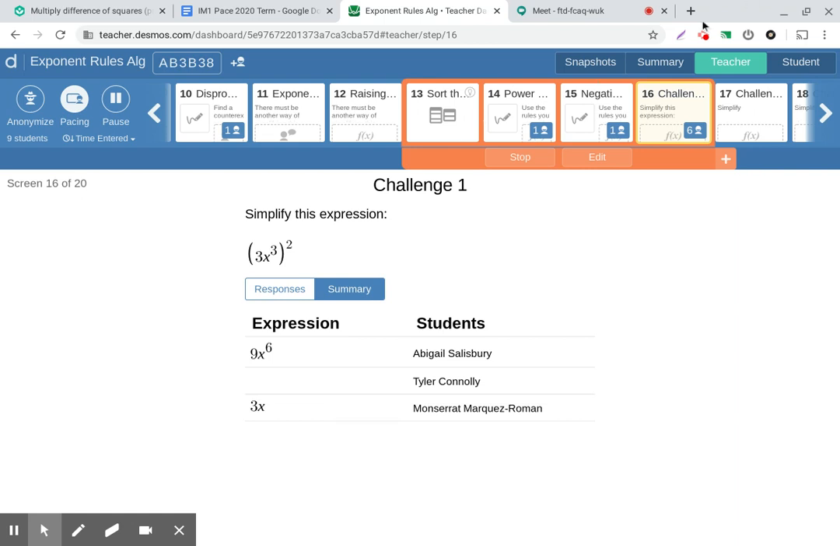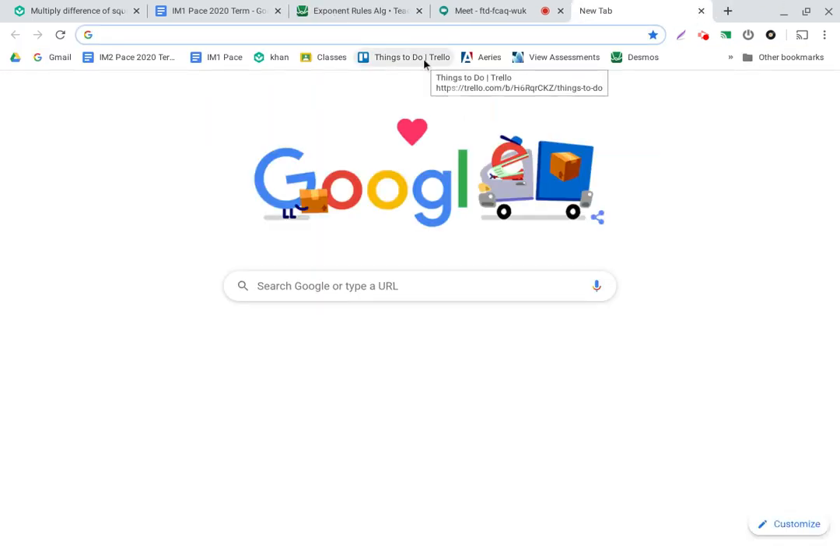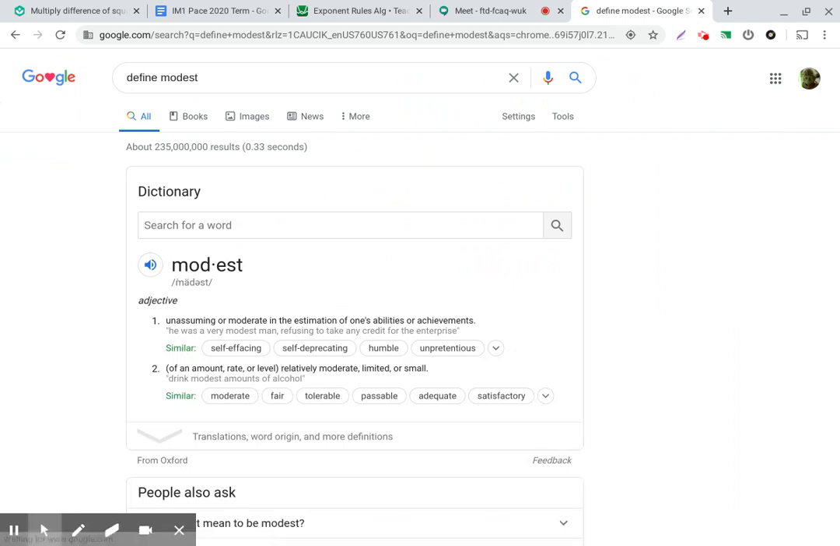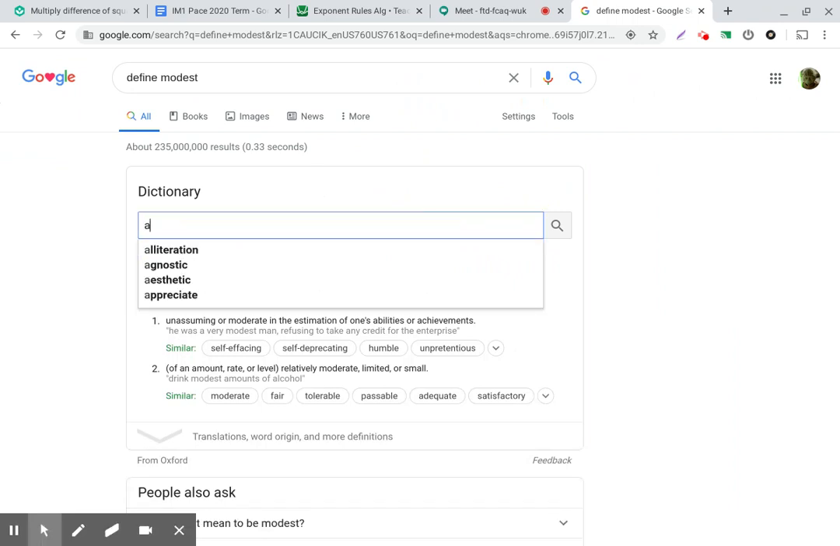Let me look up that word modest again. Define modest. I think I'm being modest. Modest means unassuming or moderate in estimation of one's abilities or achievements. Okay. What is the antonym of modest?